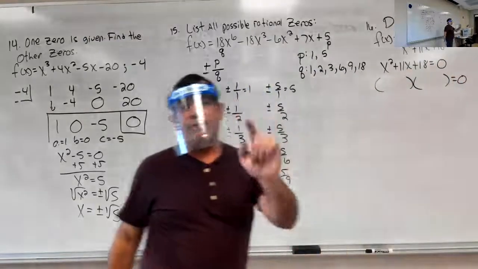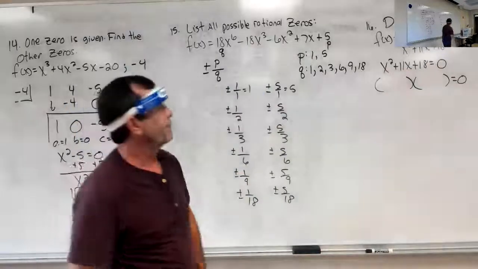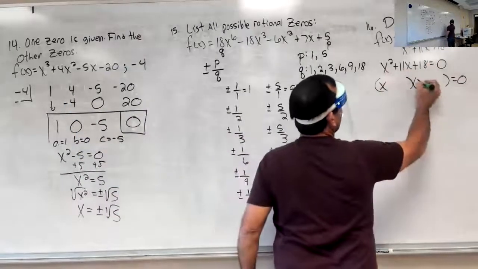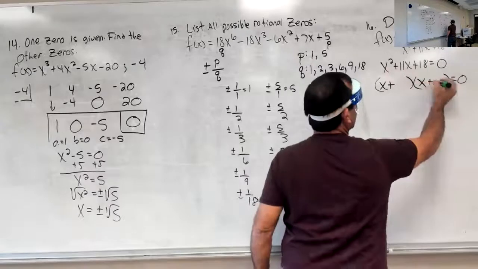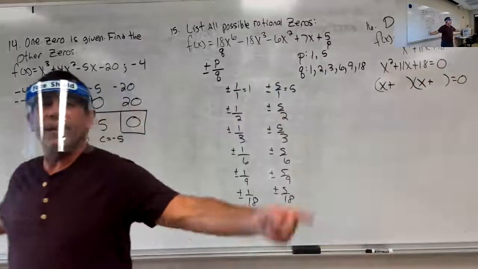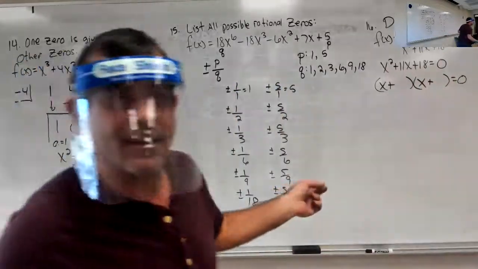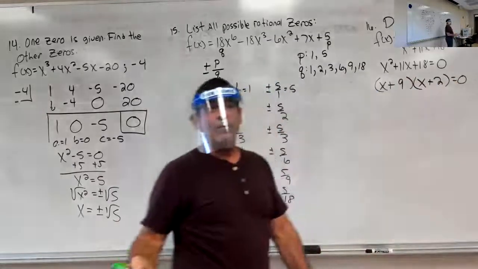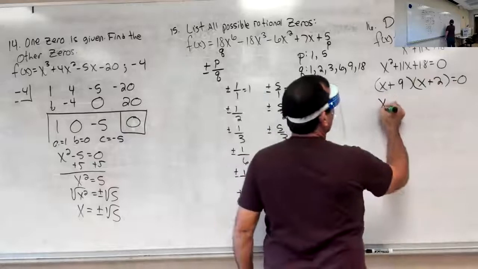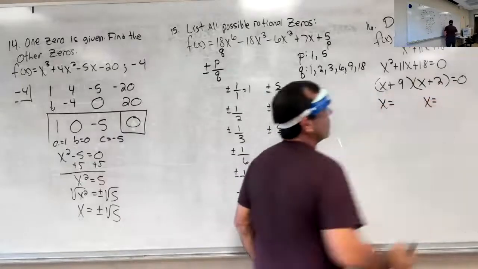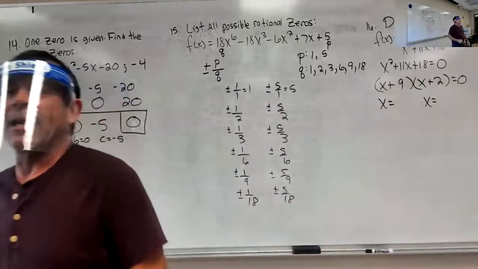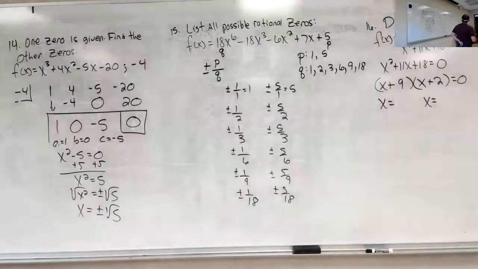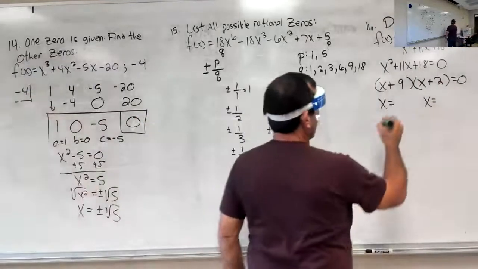At that point, you could use the quadratic formula. But this is not bad to factor, because everything's got to be positive on that one. So factors of 18 that equal 11: 9 and 2. And there you go. So then we would solve both of those. So what would my final answers be out of that? -9, -2.